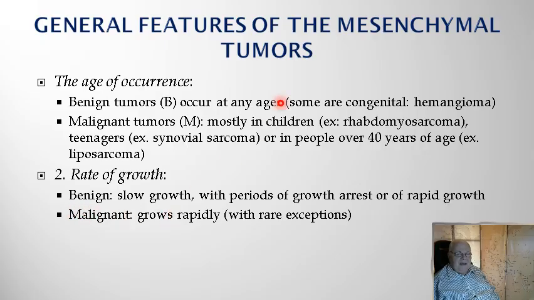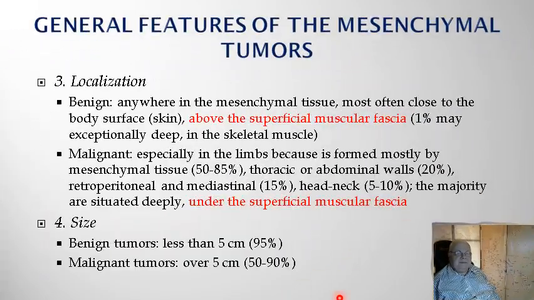Otherwise, respecting the general rules, the benign ones are growing slowly, well delimited, and not generating metastasis. The malignant ones are growing rapidly, and here are generating infiltration easily.